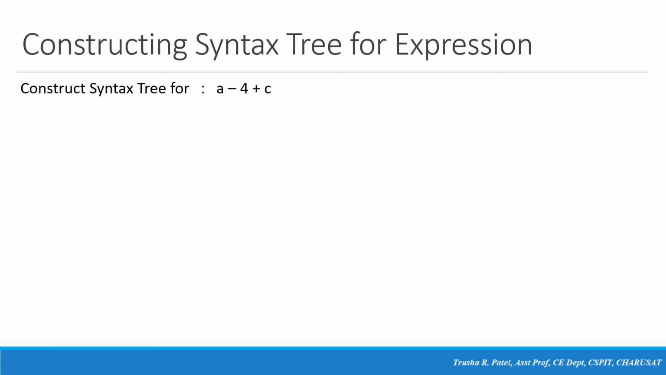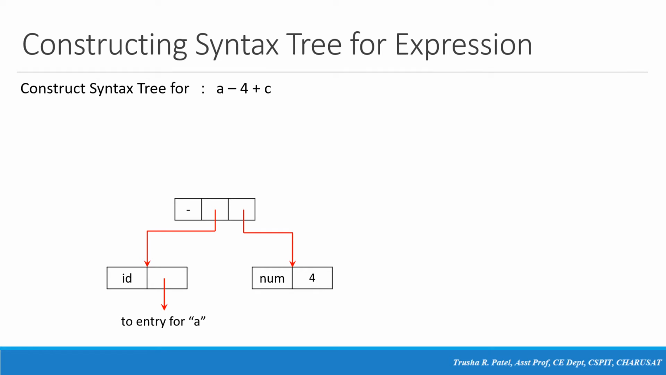Now let us construct the syntax tree for an expression. The actual syntax tree will be constructed like this if my string is a minus 4 plus c, where a and c are identifiers and 4 is a constant. So one node is created whose first field is id and second field points at the entry of a in the symbol table. The next node created has first part number and second part the actual value of that number, which is 4 in our case.